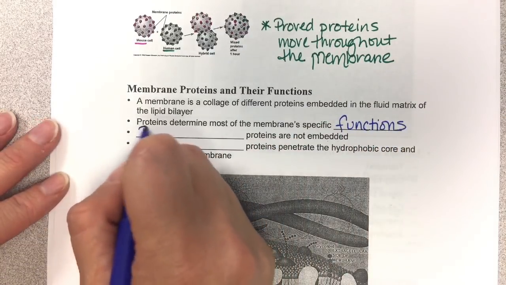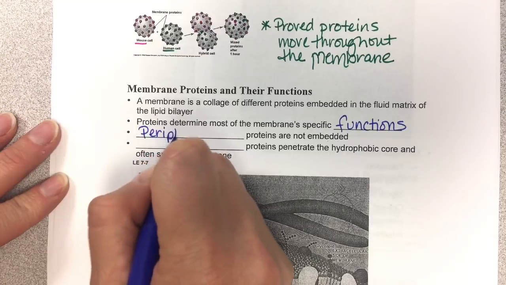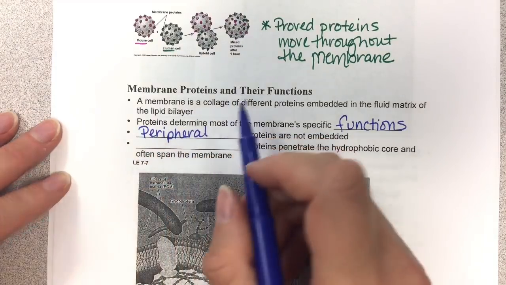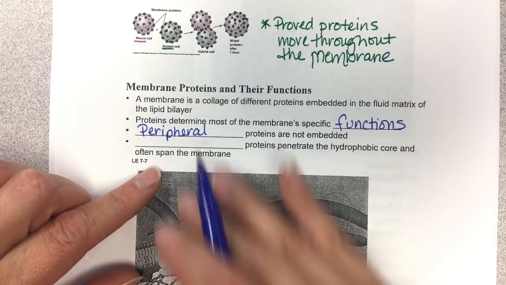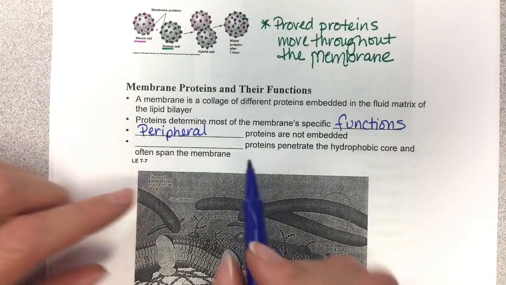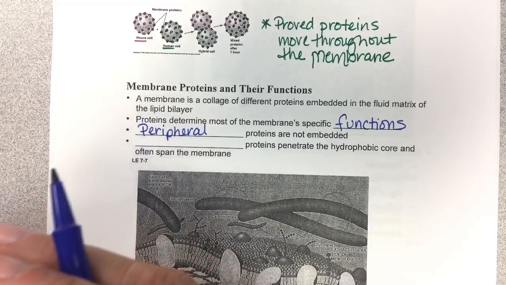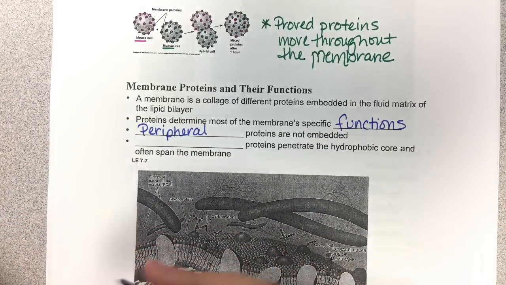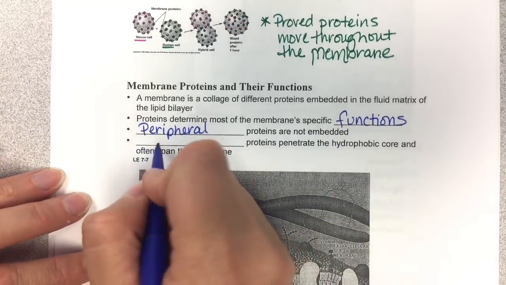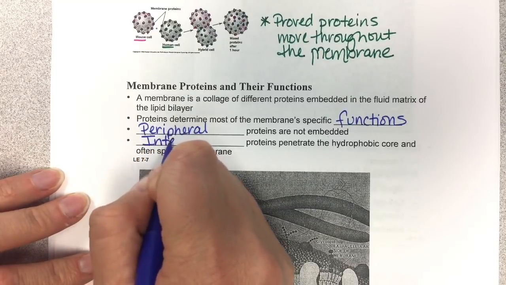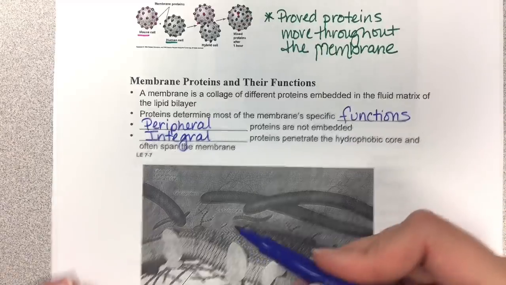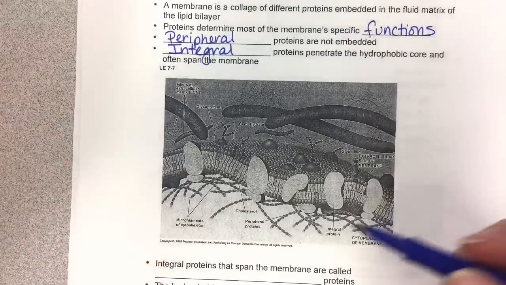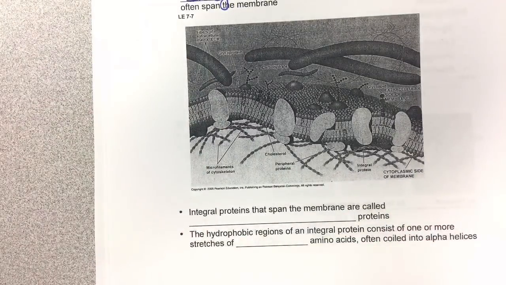So there's two different kinds. There's peripheral. Think about the word periphery. If you go around the periphery of a field, you're going around the outskirts of it. So these are not embedded within the membrane, but they are on the outskirts of it. And then integral proteins are the ones that go through the membrane. So we see here integral proteins.